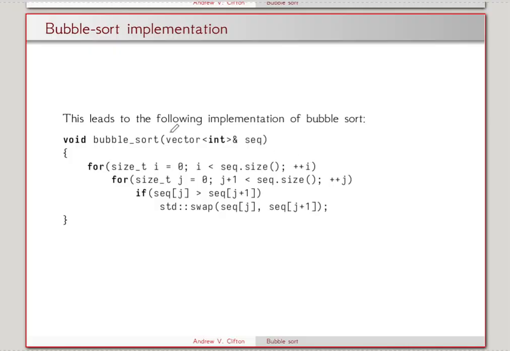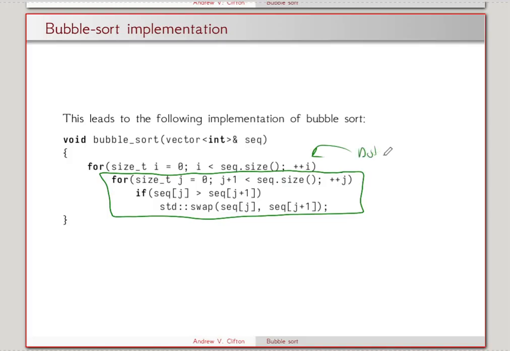So that leads to this really simple 4-line implementation of bubble sort. This inner part is what we had from the previous slide. That's the part that says just do compare and swaps from beginning to end. And then the outer loop just says do that n times. Just compare and swap, and compare and swap, and compare and swap, and do that n many times.